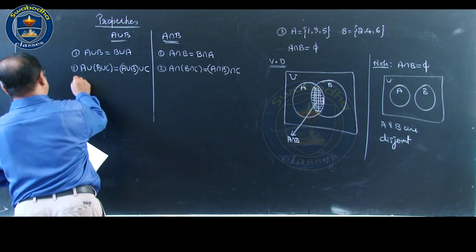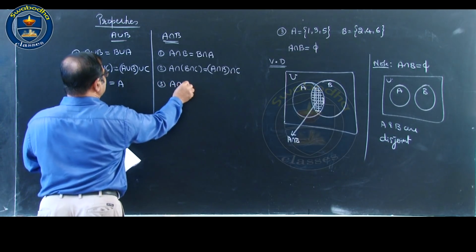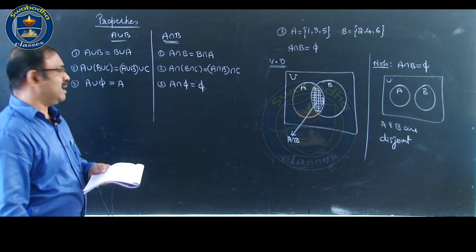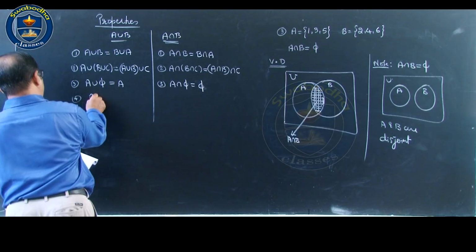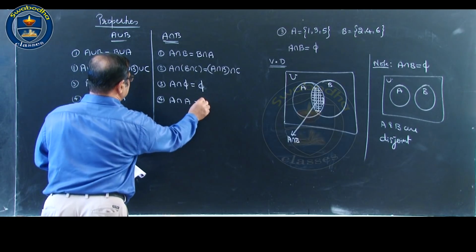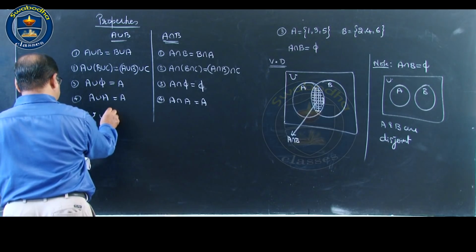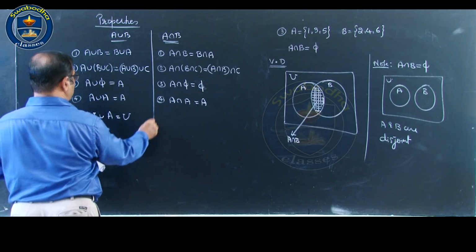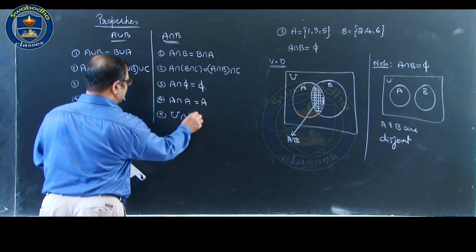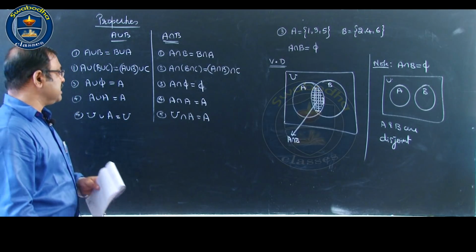Then, we can write A union null set, that is A. A intersection null set is the null set. Then A union A is A. Then A intersection A is A. Then U union A is equal to U. And U means universal set, intersection A, that is A. So, U intersection A is equal to A.